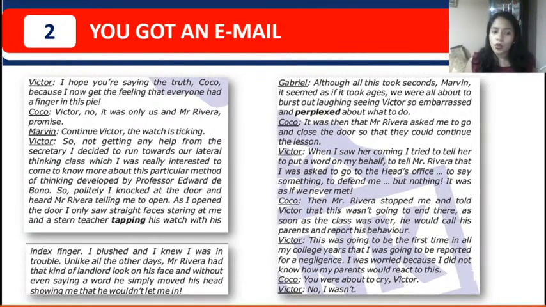As I opened the door, I only saw stray faces staring and a stern teacher tapping his watch with his index finger. I blushed and I knew I was in trouble. Unlike all the other days, Mr. Rivera had that kind of landlord look on his face, and without even saying a word, he simply moved his head, showing me that he wouldn't let me in. Although this took seconds, it seemed as if it took ages.